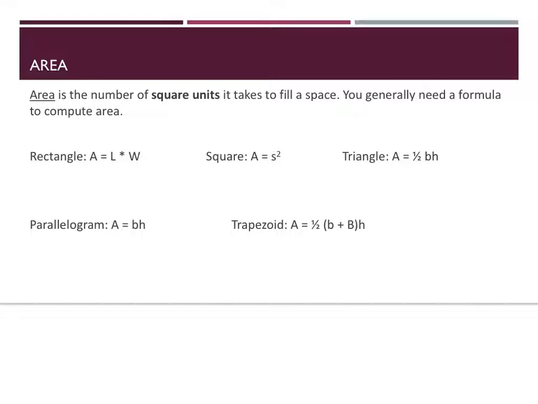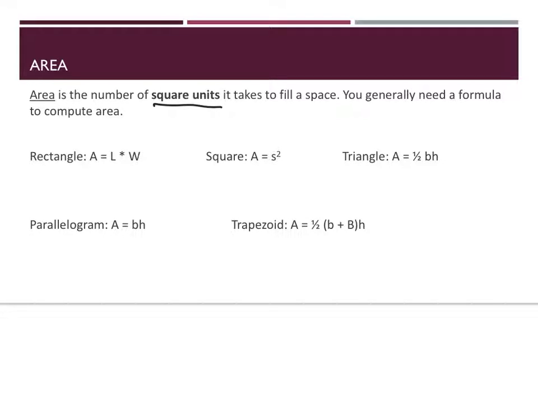Now area is a little bit different. Instead of just measuring the distance around, you want to actually figure out the area that it takes to fill a space. When we do that, our units will become square units. If we multiply inches times inches, we get square inches. Feet by feet, you get square feet. Those are the measurements that you use, like to measure flooring or carpeting, things like that.